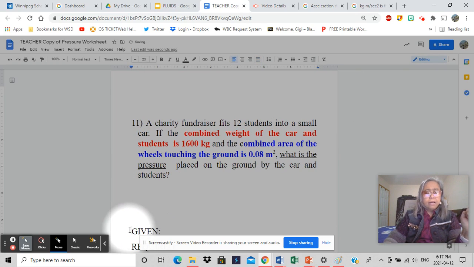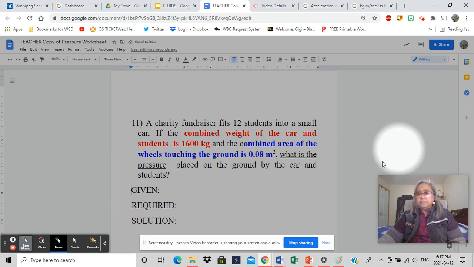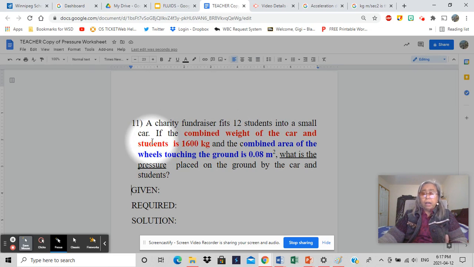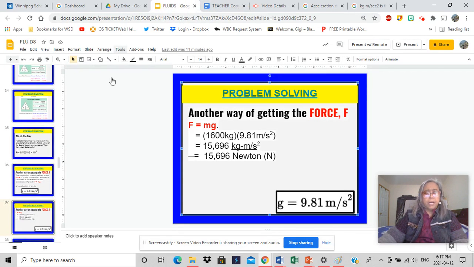So again, for purposes of this demo, I just add everything in color again. It says here, a charity fundraiser fits 12 students into a small car. If the combined weight of the car and the students is 1,600 kilogram, you might notice this is a unit of weight or even mass, right? So if that's the case, would you think that this would be force? Not really. So let me introduce you to this new concept now, okay?